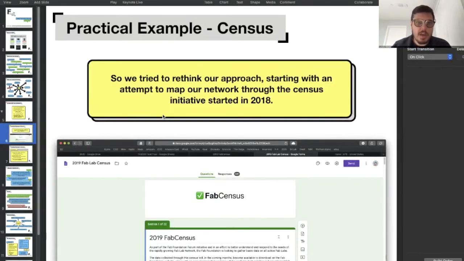So one really good example: the first thing that we tried to do in a centralized way when we started allocating time to supporting the network was think, okay, it's just the two of us. What can we do? How can we better understand what is going on out there in the network? And we did the census. We ran it twice, the first one in 2018 and the second one in 2019. And we never published those results.